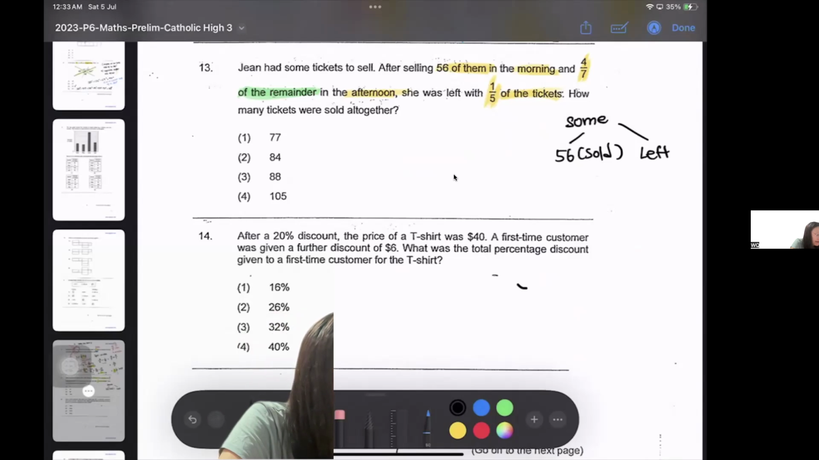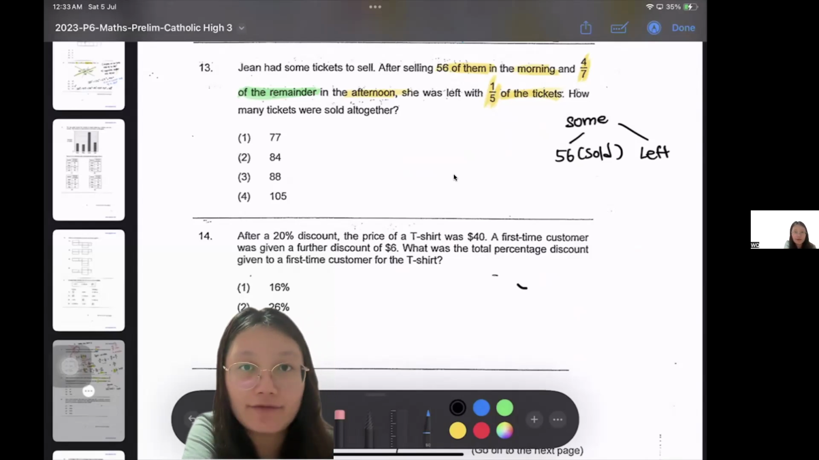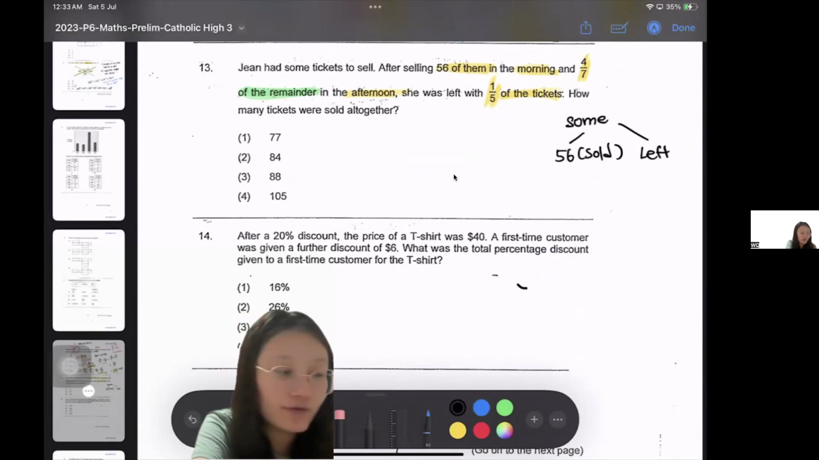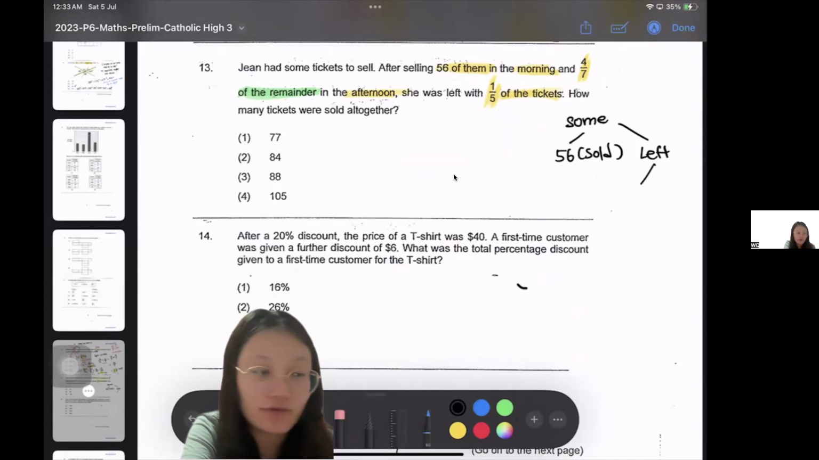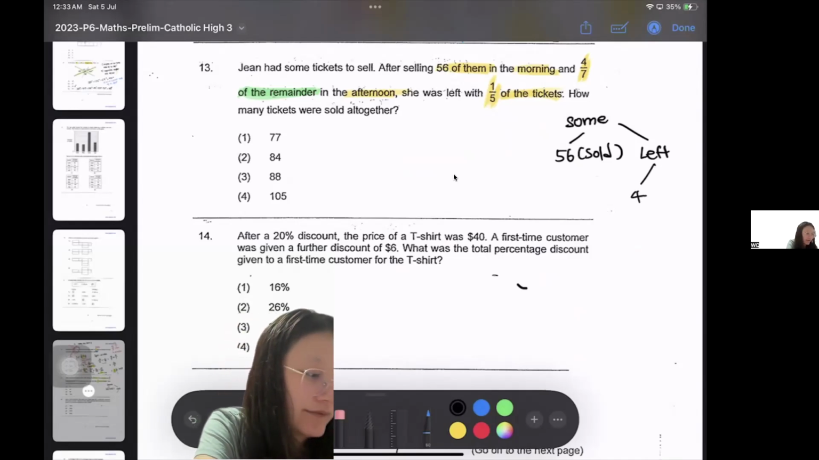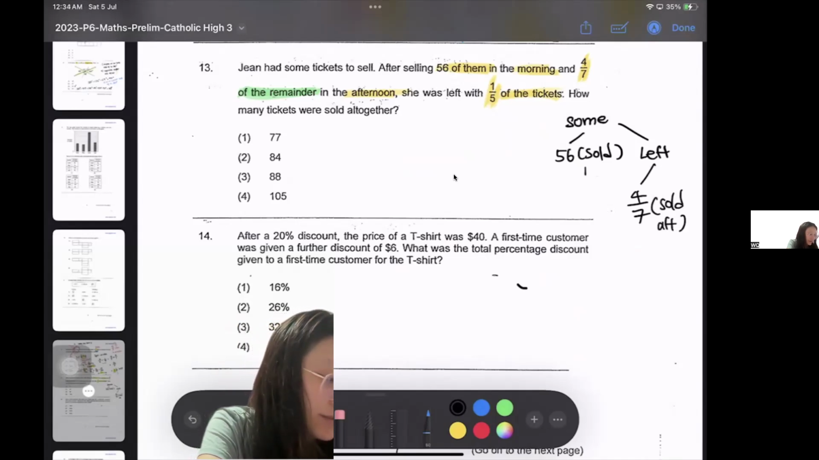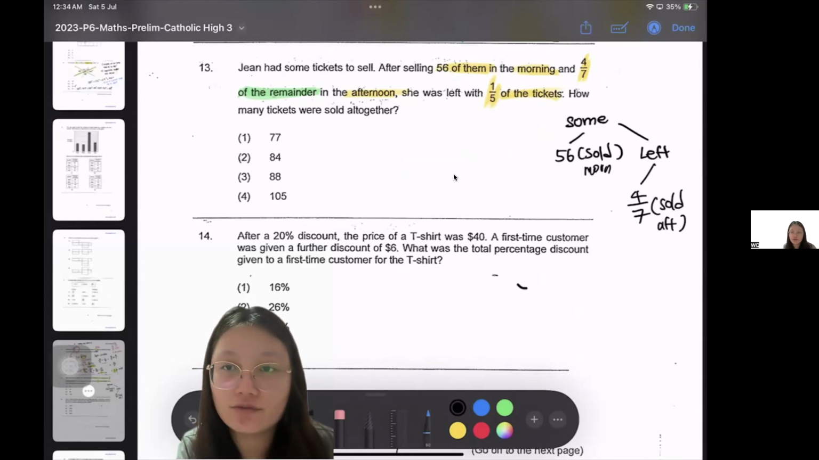Next, you have 4/7 of the remainder. So the remainder is what is left, right? So you put 4/7. It's your next branch already. Okay, 4/7 of the remainder. So on the left, you must put 4/7. That is how much she sold in the afternoon. Okay, afternoon. This is morning. So 4/7 in the afternoon.